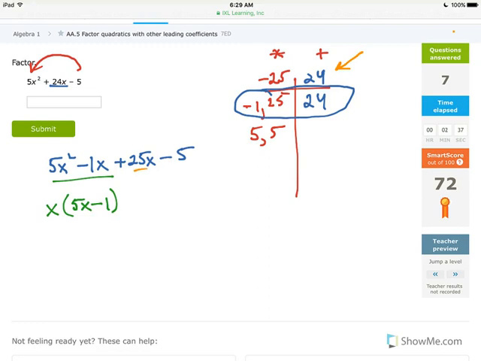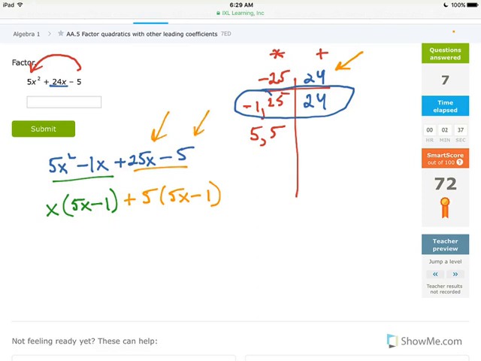And if we look at the second group, it looks like there's a 5 in common, so you could factor out a 5. And what's left behind? A 5x minus 1. And then check it. 5 times 5x is the 25x. 5 times the negative 1 is negative 5.